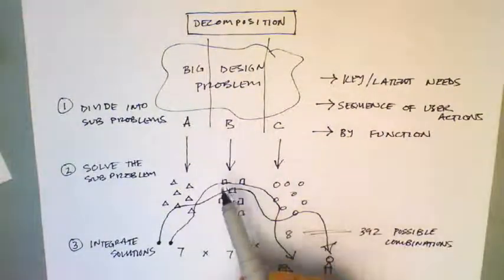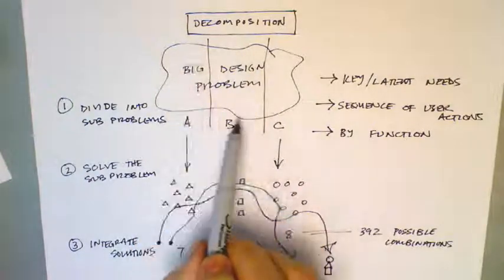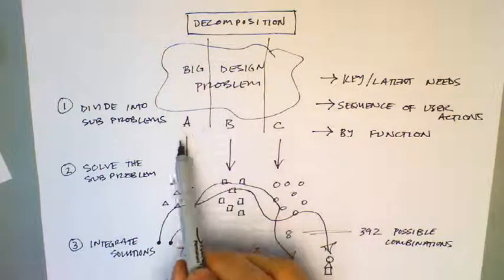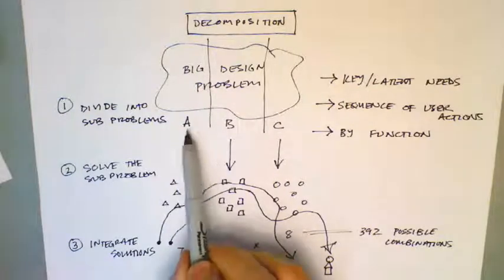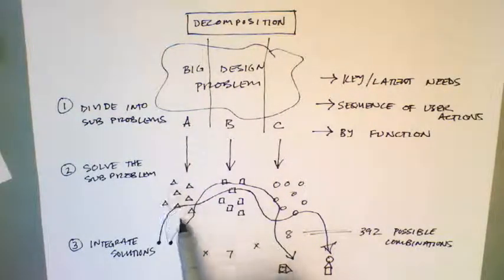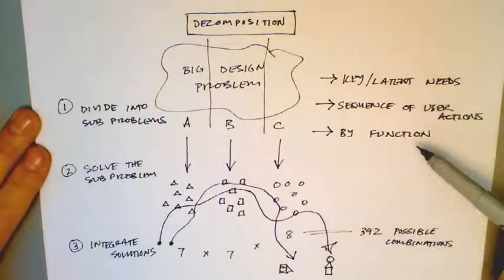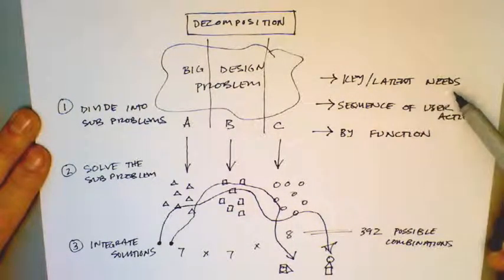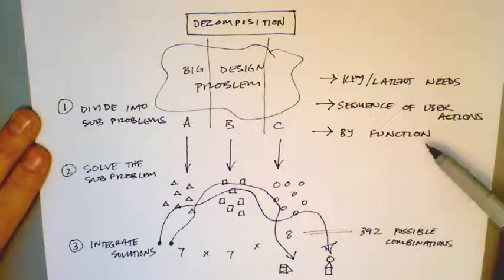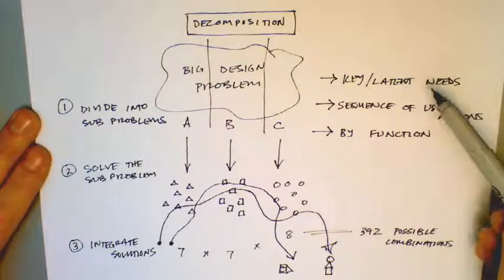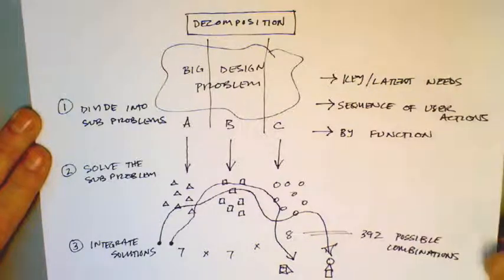The whole idea is that for most people, while the big design problem might be unwieldy, if they can break the problem down into a smaller problem, they can more readily solve that smaller problem. Once you've solved those 2 or 3 or however many subproblems in isolation, then that integration or combination step is more straightforward and will lead you to a bunch of different ideas. I said there were at least 3 ways to do that: by key or latent needs, by sequence of user actions, or by function. Let me illustrate how to do it by key or latent needs.